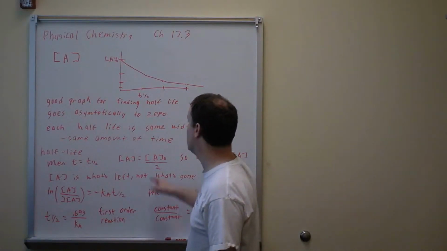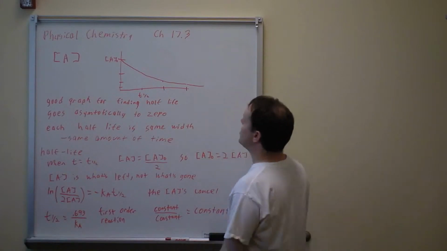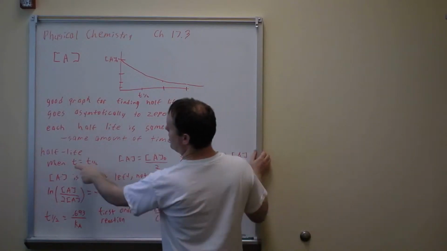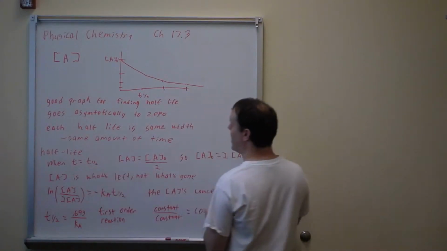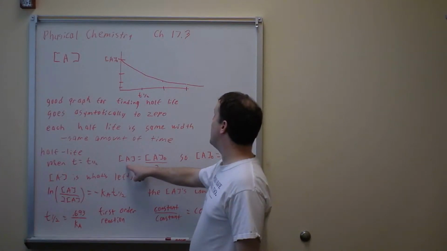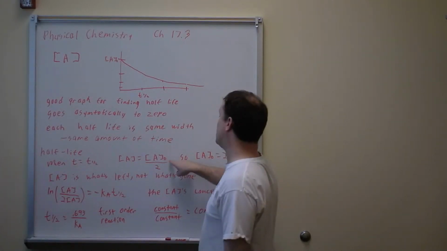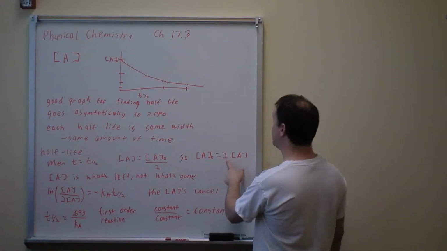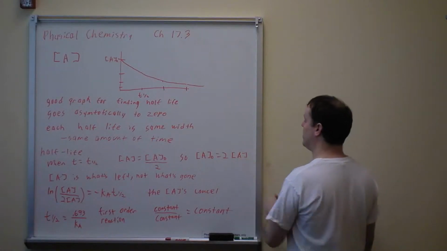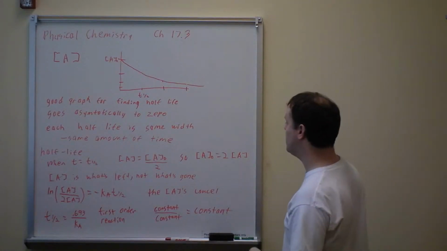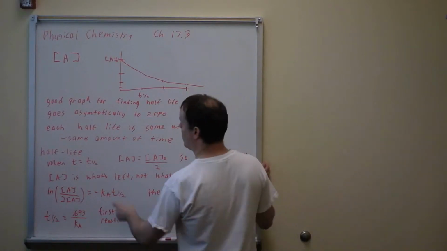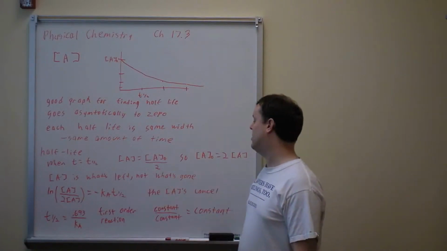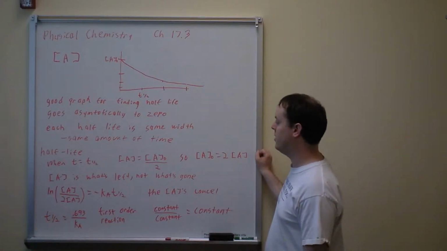So that makes the math easier. Half-life is abbreviated t sub 1/2. When you're at the half-life, t is equal to t 1/2, so the concentration of A is just the initial concentration of A times 1/2. That means the initial concentration of A is equal to 2 times the current concentration of A at the first half-life. Just always keep in mind for these kinds of reactions that the concentration of A is what you have left in the system. It's not what has departed from the system.